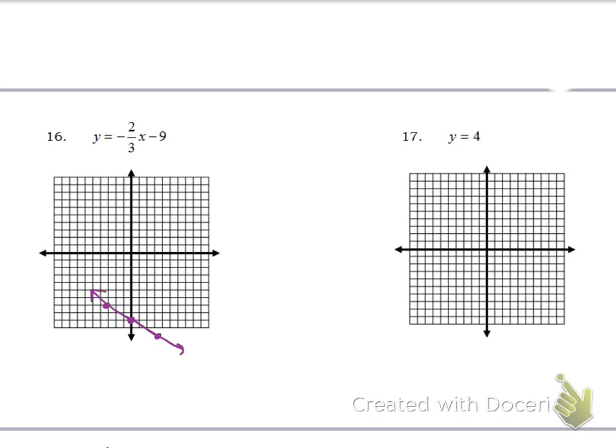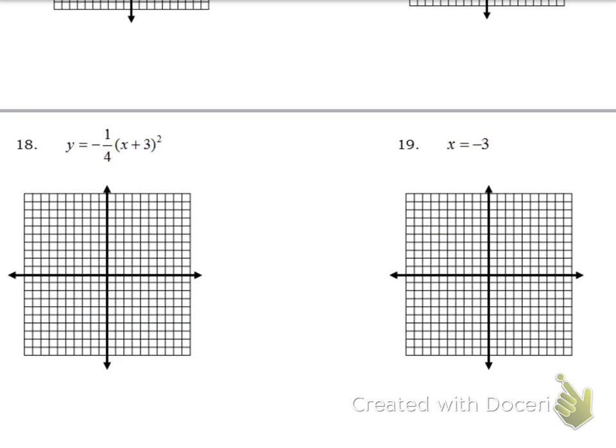Okay, a y equals line is left to right. It's going to be a horizontal line, so I go 4 on my y-axis, so up 4, and I just make a horizontal line. Which means x equals, which is this one here, which is number 19, would be on my x-axis at negative 3, and it would be an up and down line. Because it wouldn't have a slope, it would be an undefined slope.